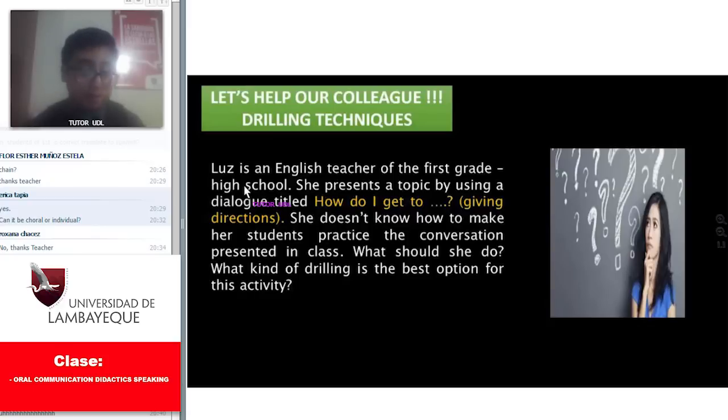Substitution drilling. Excellent. This is another one. Remember that there are different possibilities, but I think that substitution drilling is a good way because you make the students think and they are going to change some parts of the conversation. So definitely that conversation will be very meaningful to them because they are going to use maybe some places or maybe some verbs that they know, so they will feel better doing that. Okay?